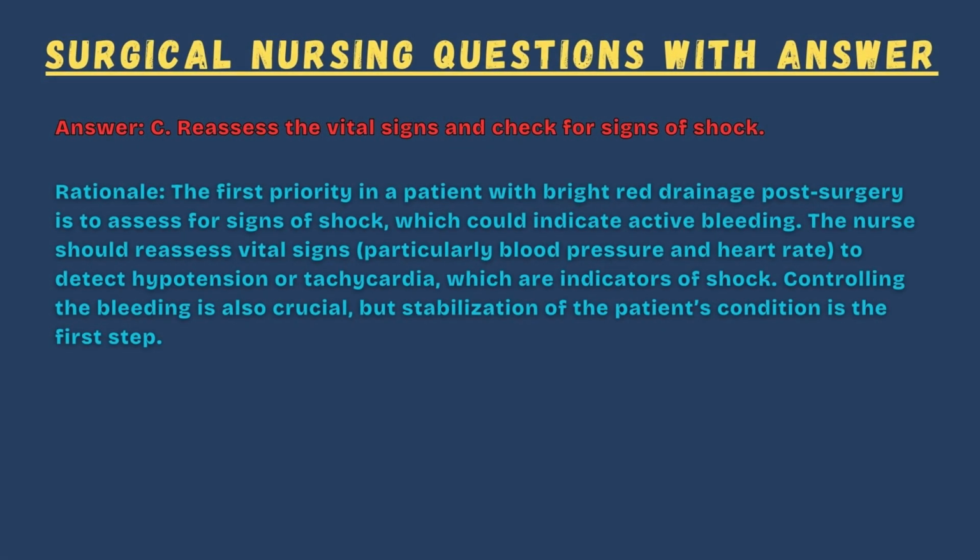Answer: C. Reassess the vital signs and check for signs of shock. Rationale: The first priority in a patient with bright red drainage post-surgery is to assess for signs of shock, which could indicate active bleeding. The nurse should reassess vital signs, particularly blood pressure and heart rate, to detect hypotension or tachycardia, which are indicators of shock. Controlling the bleeding is also crucial, but stabilization of the patient's condition is the first step.